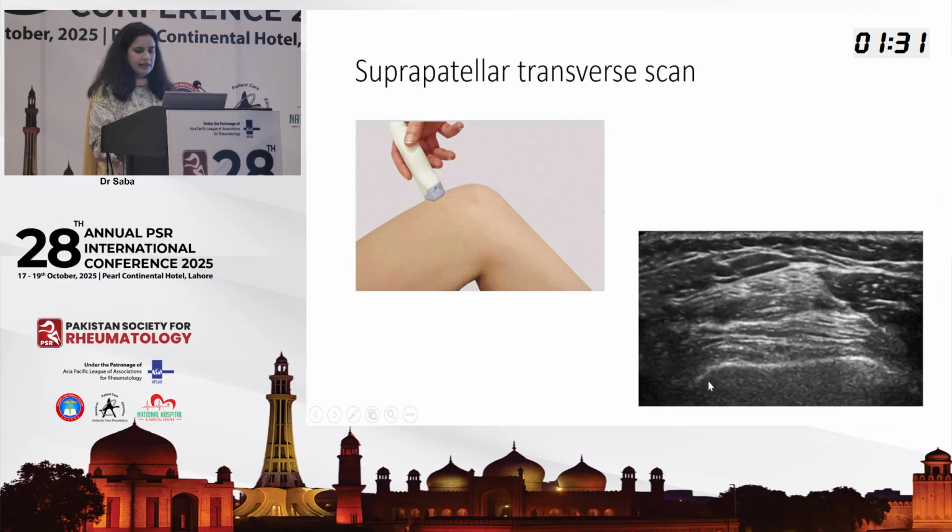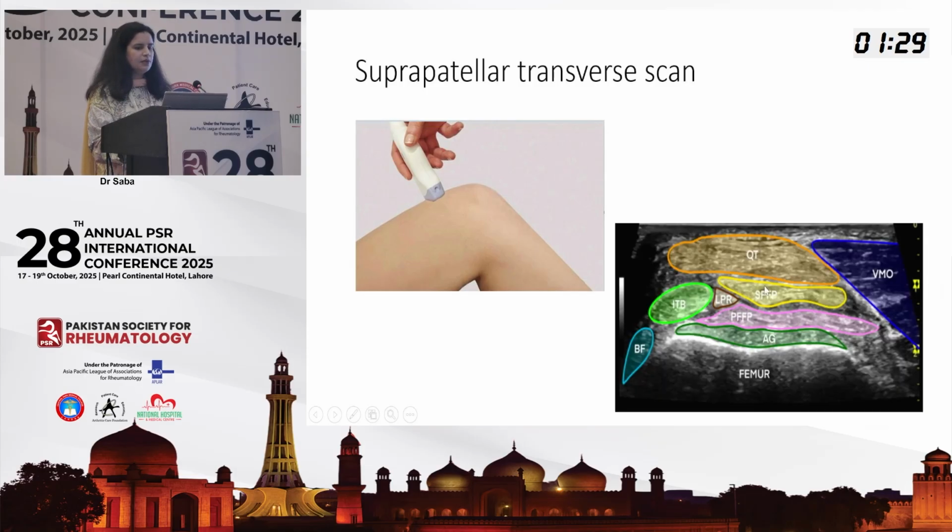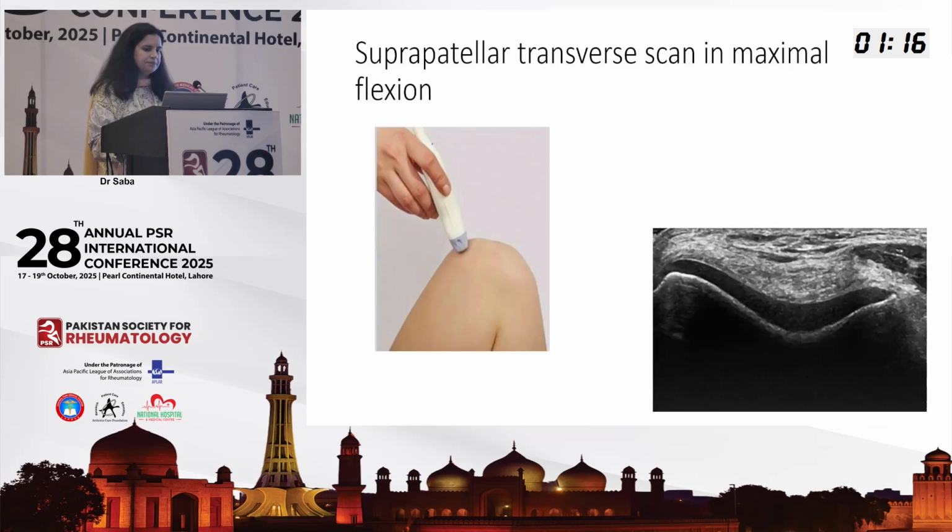Now let me elaborate further. So this is the quad tendon, and again the rest of the structures would come below: the iliotibial band as well as the vastus medialis, and some end of biceps femoris, depending on where you have the probe placed.